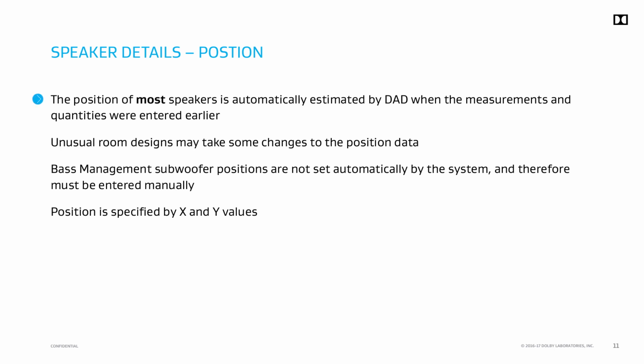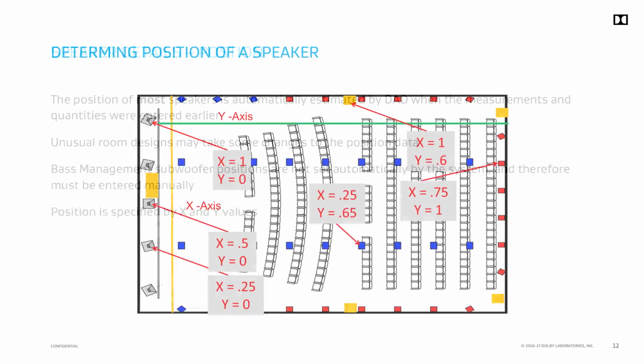The position of most speakers is automatically estimated by DAD when the measurements and quantities are entered. Unusual room designs may require some changes to the positional data. Individual speakers may also require location adjustment due to architectural or structural obstructions. Bass management subwoofer positions are not set automatically by DAD and therefore must be entered manually. The position is specified by X and Y coordinates.